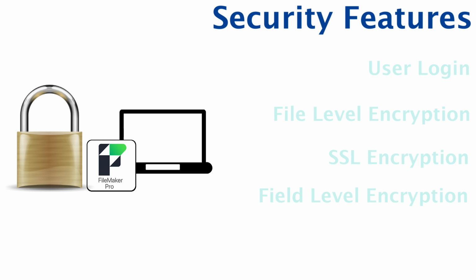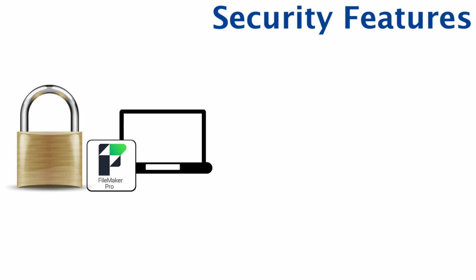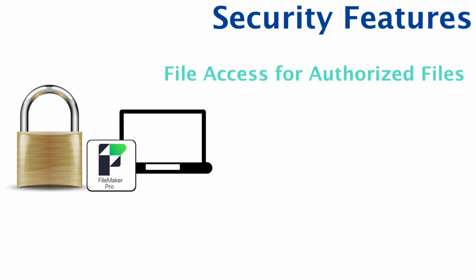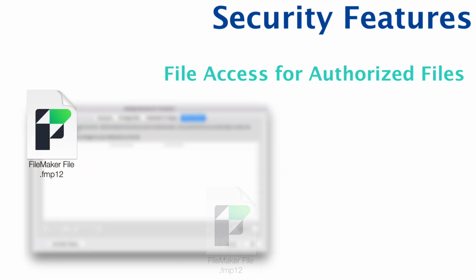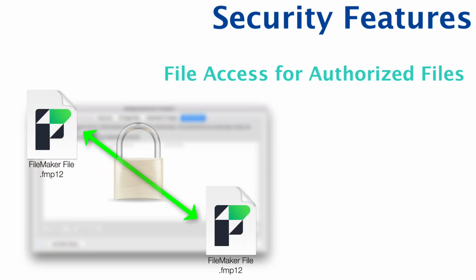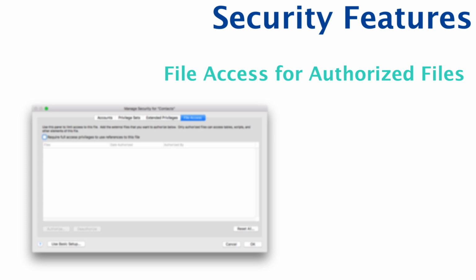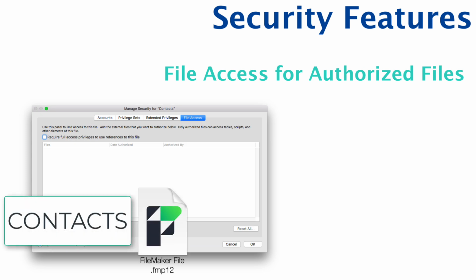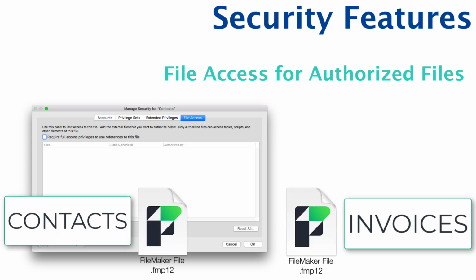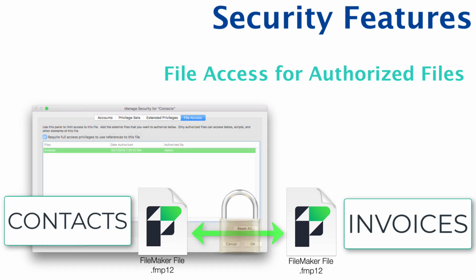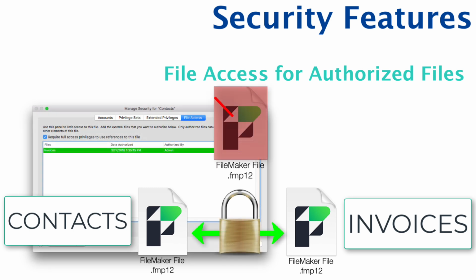Also, there's a number of other security features in the FileMaker platform, one of which allows developers who are building a solution which has multiple files to allow a FileMaker file to only trust the other files that are part of a solution. So, say for example, you have a contacts file and a separate invoices file. You could actually tell those two files to only trust each other and not allow communication with any third file.